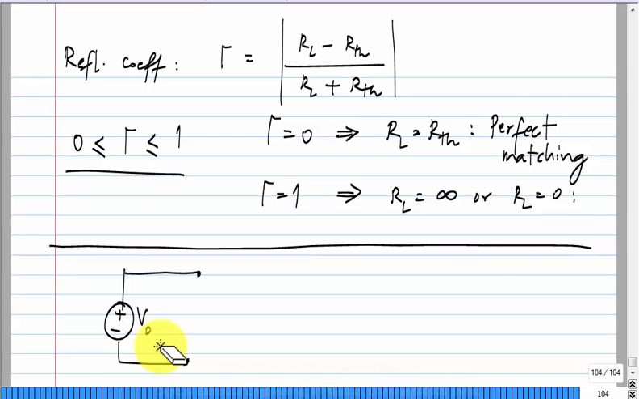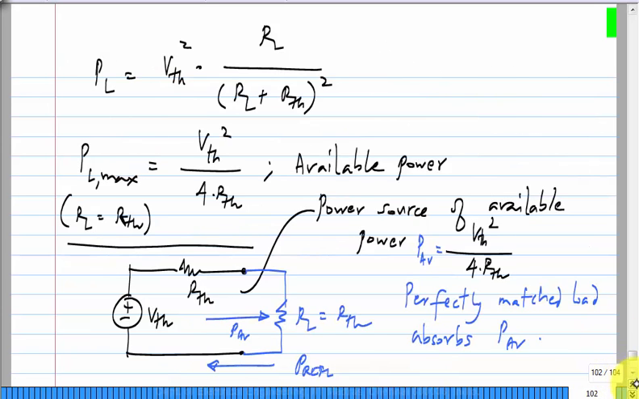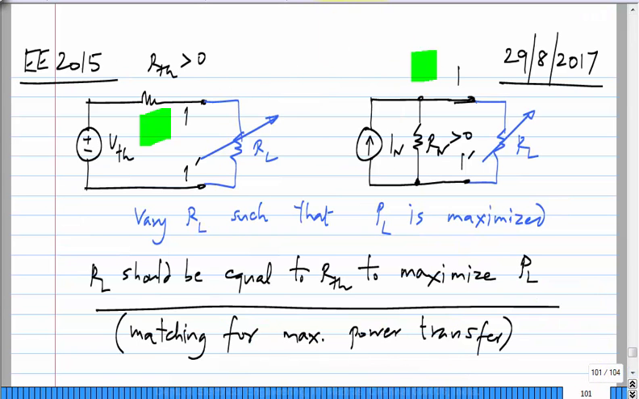Okay. So, by the way, another way to think of this is, let's say you are varying RL. We know from our calculations that when RL equals RTH, you get maximum power into RL. Now, what happens is, let's say you start with very large values of RL, then the current flowing will be very small.